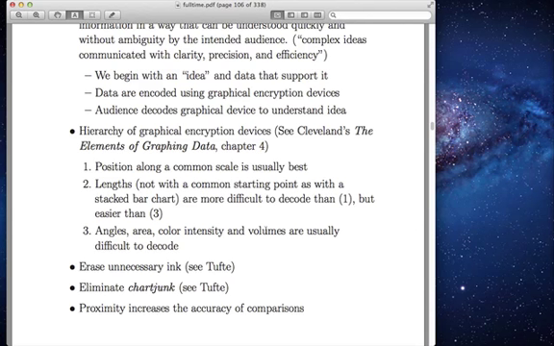I want to give 3 more words of advice in this lecture on perception. So first 2 are from Tufte. Eliminate unnecessary ink and eliminate chart junk. More on that in a minute. And then the third point is really one that Cleveland makes, which is proximity increases the accuracy of comparisons.